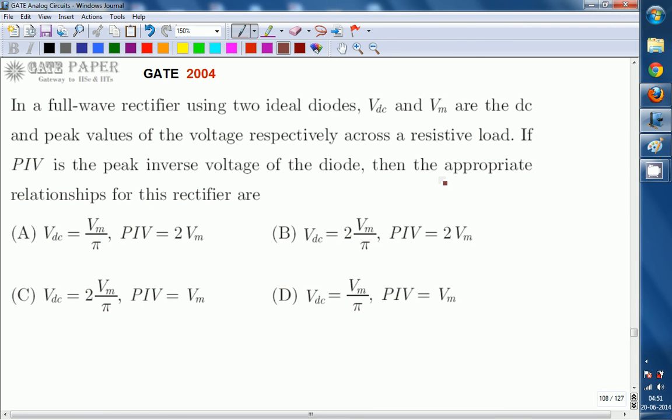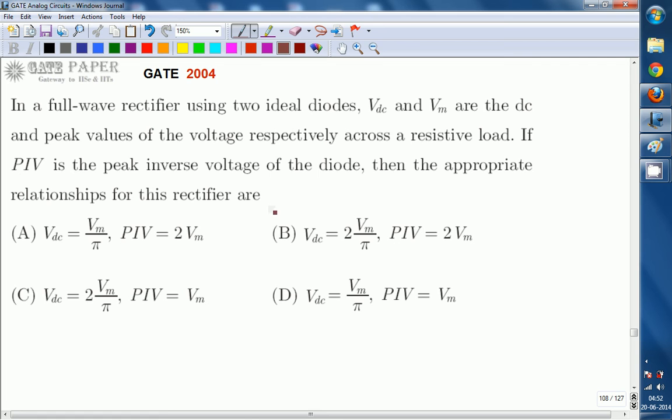Hello, we are discussing the GATE 2004 ECE paper, and this question is related to analog circuits. In a full wave rectifier using two ideal diodes, VDC and VM are the DC and peak values of the voltage respectively across a resistive load. If PIV is the peak inverse voltage of the diode, then what are the appropriate relationships between VDC, VM and PIV for the given full wave rectifier with two ideal diodes?